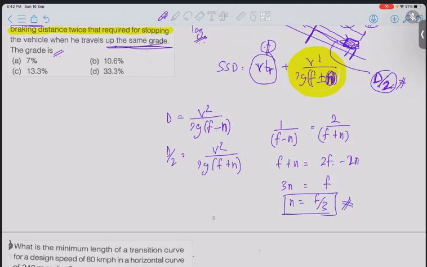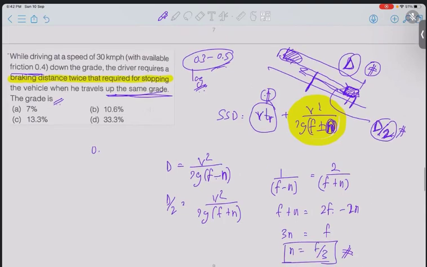So your gradient is actually one third of your lateral friction coefficient. We have the friction coefficient given as 0.4, so 0.4 by 3 is going to give you 0.1333. And then when we convert it into percentage, you will get 13.3 as your answer. I hope this is clear. Now let's go to the next question.